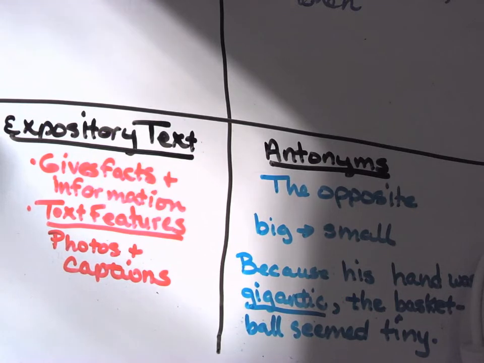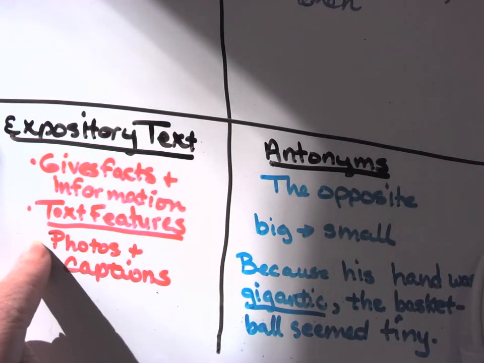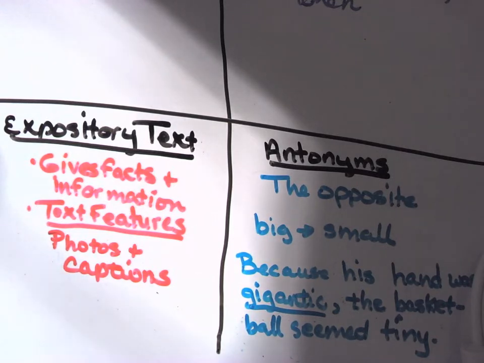Photos and captions. Photos, pictures taken, not drawings, like photographs that you would take with a camera. And then captions. The captions usually are found underneath or near to it, or sometimes on top of it, and they tell us more about what that picture is and adds information to our topic.